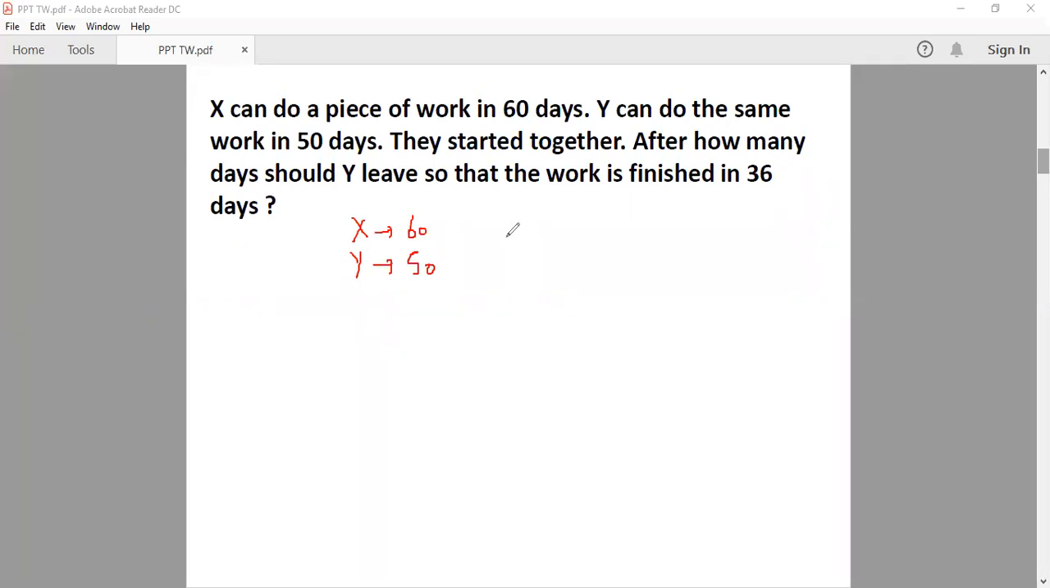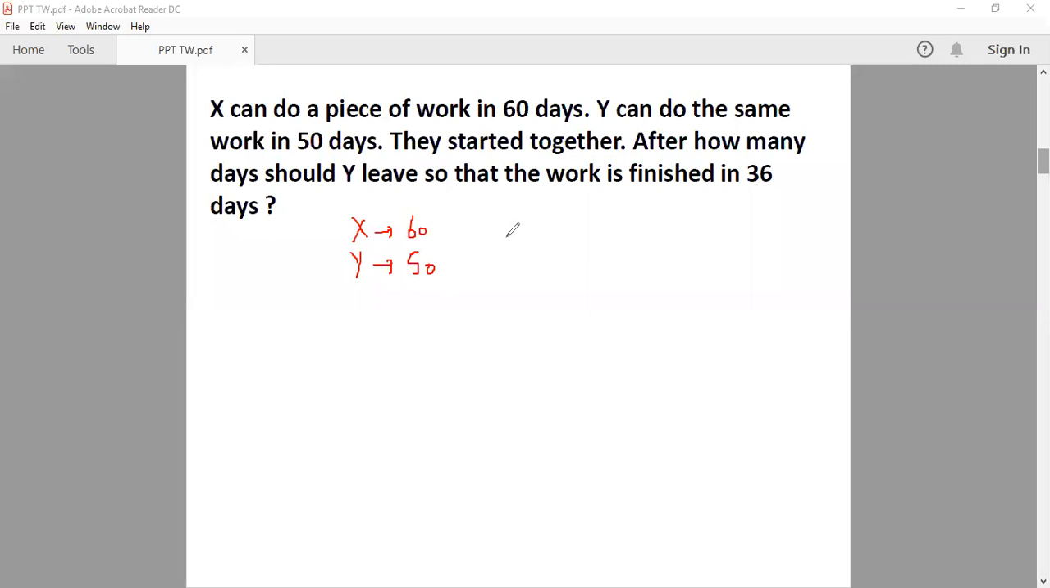So what is the LCM of 60 and 50? LCM of 60 and 50 is 300. So I'll assume that the total work is 300. Right now I'm not using any pen. I'll solve it with the pen later. So I am assuming that the total work is 300 units. Since X takes 60 days, X's work is 5 units per day and Y's work is 6 units per day. This is the basic thing.